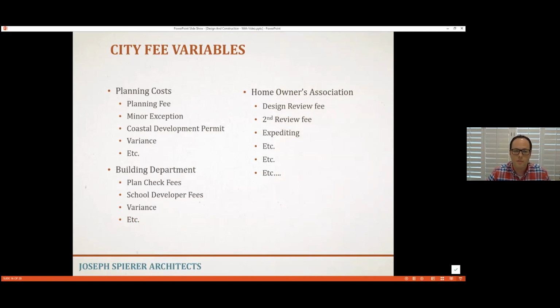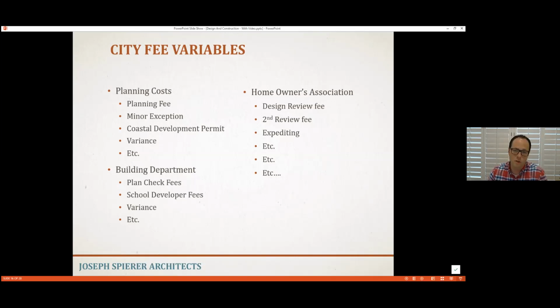So let's talk about city fees. Let's start there. You have planning costs, the cost it takes to submit to the planning department. You have building and safety costs. Again, the planning department helps you figure out the bulk and the mass of the building, and they make sure that you are not going over any of that. The building department helps you figure out how this is going to be constructed, and they will actually tell you if you need more or less structure.